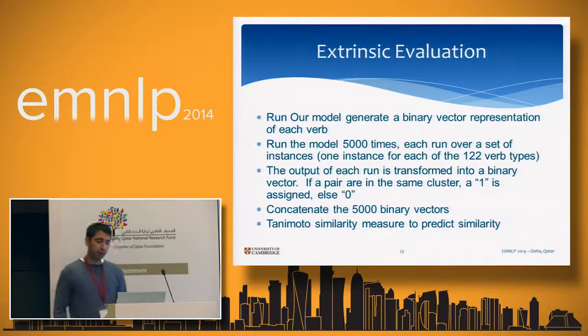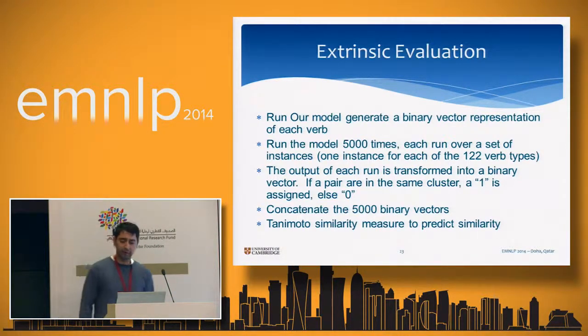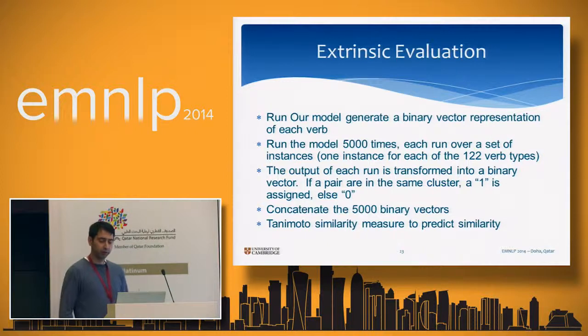So again, we run our model to get the binary vector representation. We run the model 5,000 times, and each run has 122 verb types. And the output of each run is transformed into a binary vector: if two verb instances share the same cluster, we assign it a 1, otherwise a 0, and we concatenate the 5,000 binary vectors. And then we use Tanimoto similarity measure to predict the similarity.